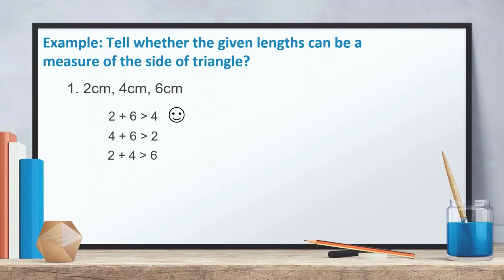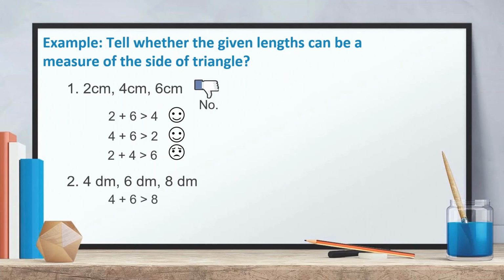For the first one, that is true. Then we have true, and this is false. So therefore, we can say that the measurements 2, 4, and 6 cannot form a triangle. For number 2, if we have 4, 6, and 8: 4 plus 6 is 10, greater than 8. That's correct. 6 plus 8 is 14, greater than 4. That's correct. 4 plus 8 is 12, greater than 6. That's correct. So all statements are true. Therefore, we can say that these measurements can form a triangle.